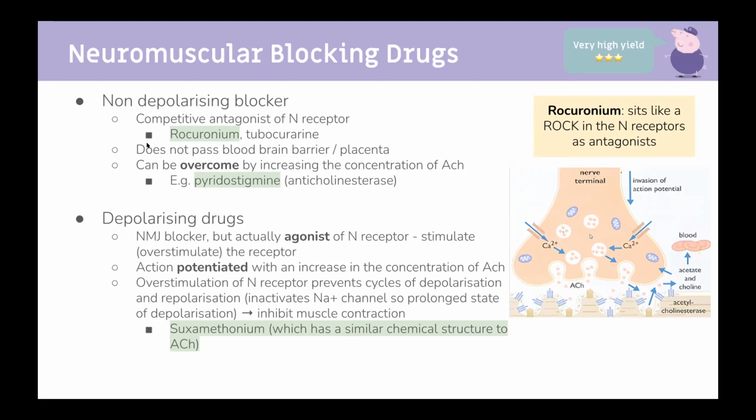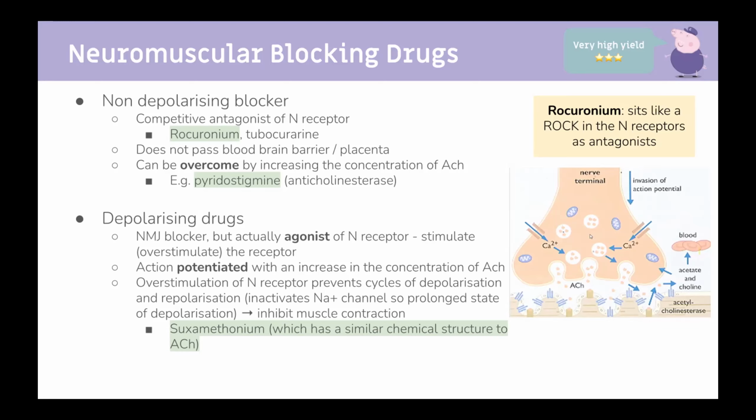All right, so non-depolarizing blockers will not cross the blood-brain barrier, and they can be overcome by increasing the concentration of ACh. What that means is that if I increase the concentration of ACh, it's just going to find more N receptors, and that way it can overcome the effect of the drug. Some of the drug will be sitting on some of the receptors, but if I increase the ACh, it's going to find more receptors at other places on your skeletal muscle.